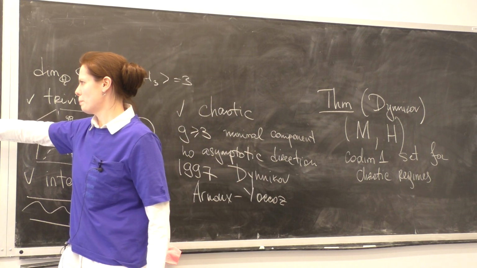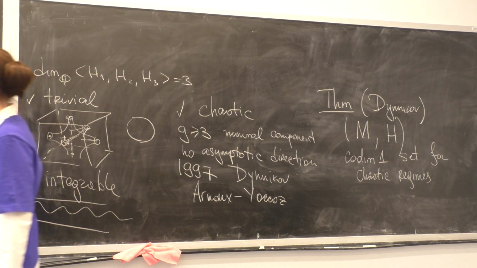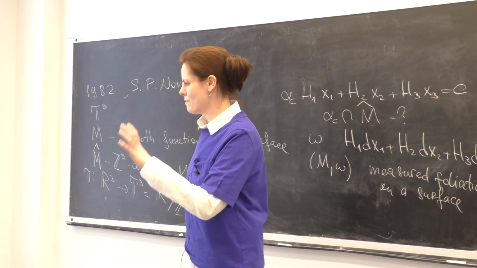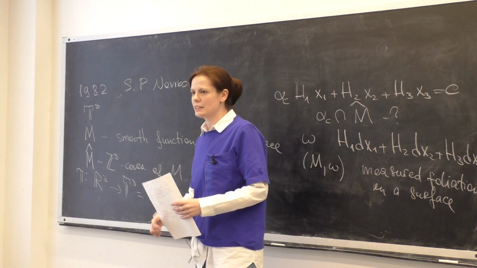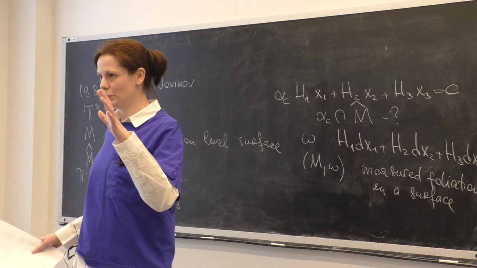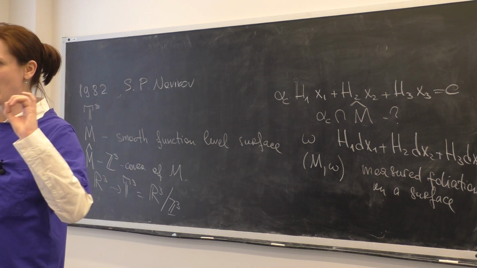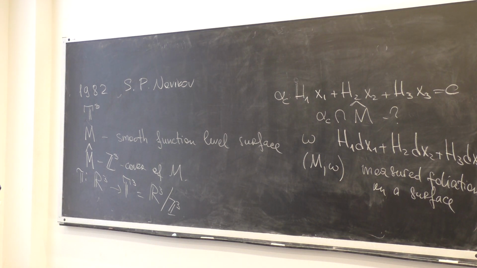If you look at this interpretation, that means that you consider your surface as a level surface of some function. And what happens is that normally when you vary the values of this function, you will never get a chaotic region except for one particular value. It does not always happen, but it may only happen for one particular value.